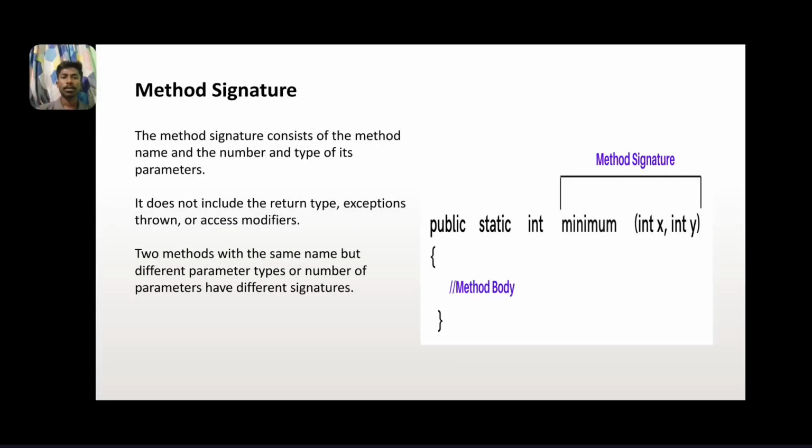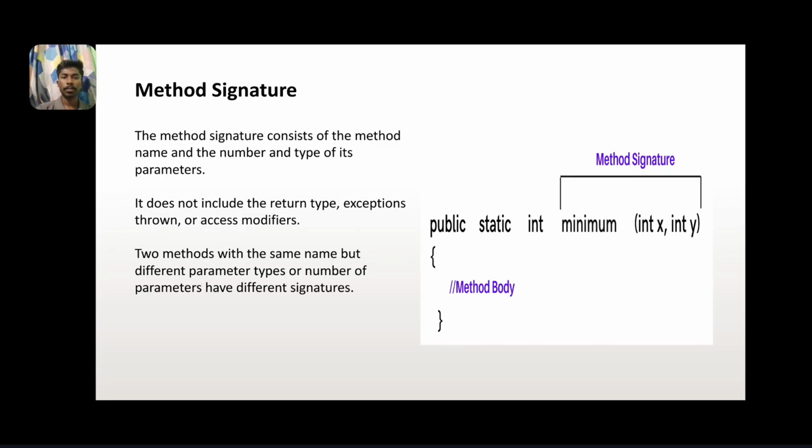Method signature. The method signature consists of the method name and the number and types of parameters. It does not include the return type, exceptions thrown, or access modifier. Two methods with the same name but different parameter types or number of parameters have different signatures. So in this example, the method signature is sum(int x, int y).